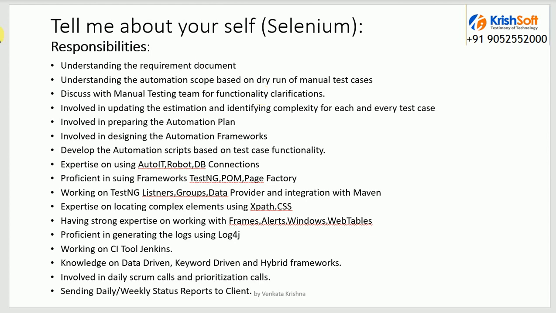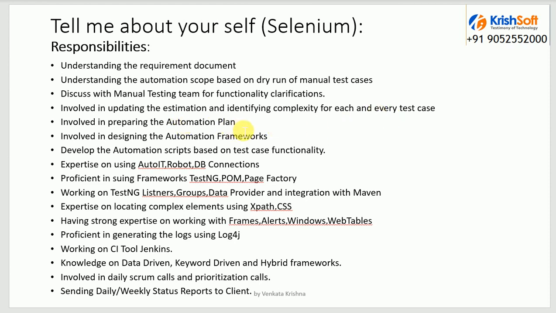Next, we work on identifying the estimations and the complexities for each and every test case. Okay, they have given 1000 test cases. You identify the 1000 as complex, high, medium, low. You need to explain to the interviewer that once we get the test suite from the manual team, we differentiate all those test cases based on complexities, high, medium, low, or very high, medium, low. And for each level of complexity, how many hours are required, we also update. Based on that, we prepare the automation plan.